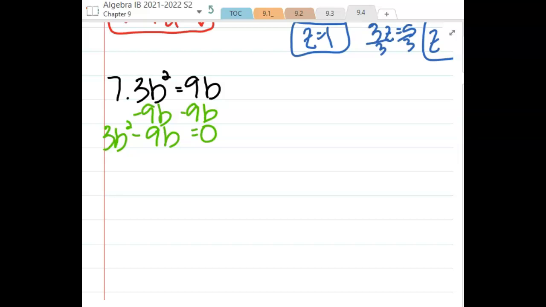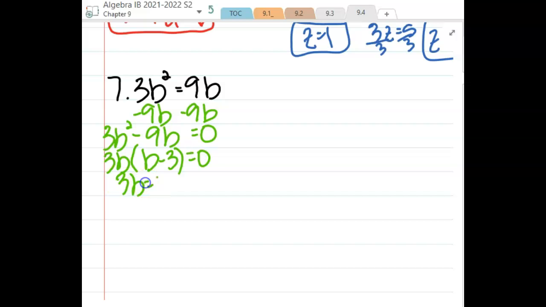Okay, now it needs to be a product. But this one looks different than the other ones because there's not 3 terms. This isn't going to be a foiling problem. This is a greatest common factor problem. What do 3b squared and 9b have in common? A 3 and a b. So we're going to write the 3b on the outside. And when I factor out a 3b, we'd be left with b minus 3.